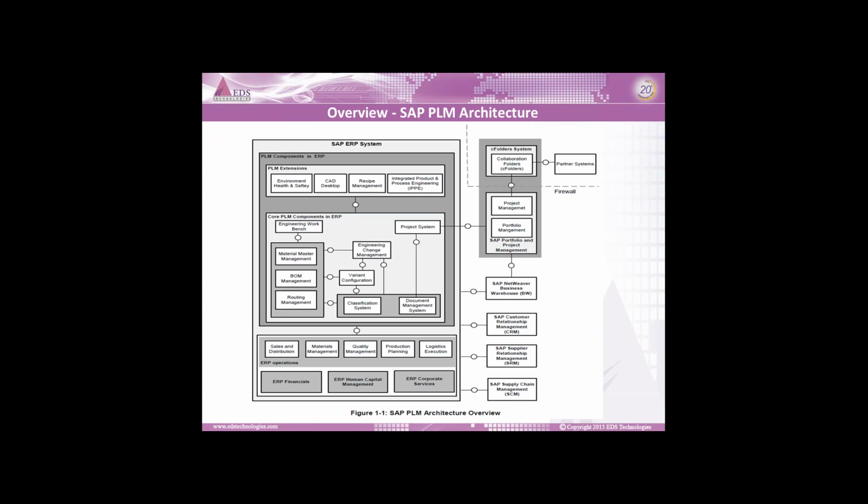the middle portion of this architecture gives you the details of the complete core PLM components, which are part of your ERP suite. So these are some of the components already available in your ERP, namely material management, material master management, which helps you in managing all your material masters, and the BOM management, the bill of material management that we talk about.